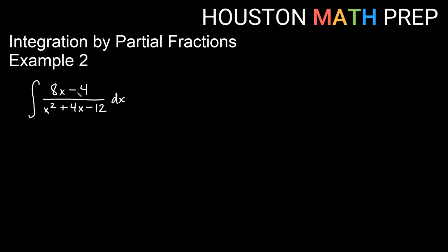So we have the integral of 8x minus 4 over x squared plus 4x minus 12 dx. So I have a single power of x on the top. I have an x squared as my highest power on the bottom. So the degree on the bottom is higher than the degree on the top. And the bottom is factorable, so this is a candidate for partial fractions.